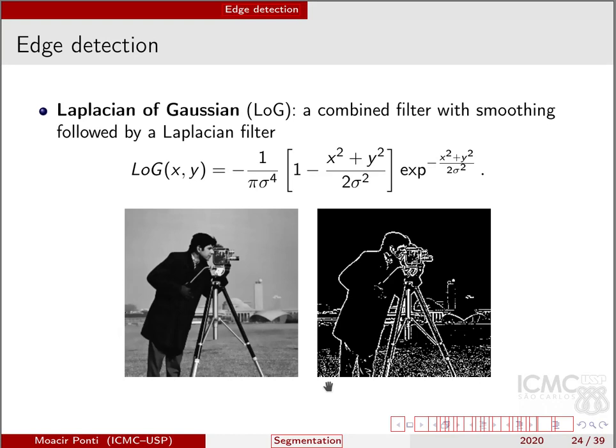A variation of the Laplacian is the Laplacian of Gaussian, that combines a smoothing filter, that's the Gaussian, with a high-pass filter, which is the Laplacian. We have an analytical result that combines both of them in a single equation. So we can use that to compute filters for this purpose. It tends to not only smooth out the results, but also to thicken the borders that were detected.